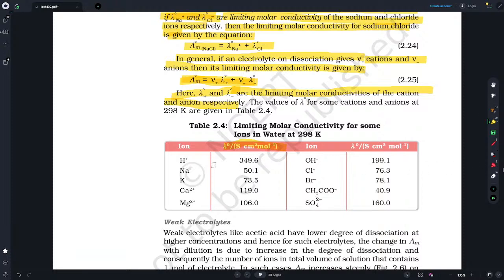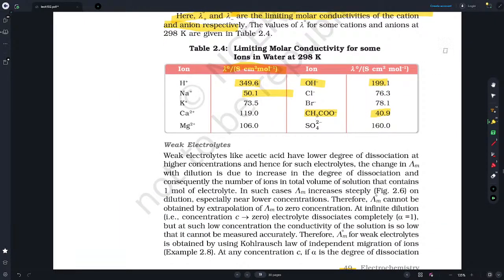And here, in the cation section, we see that the molar conductivity of H plus is 350, being the highest, and sodium plus being 50, the lowest. And in the anion section we see that OH minus has the highest limiting molar conductivity, and the acetate ion, the CH3COO minus ion, has the least limiting molar conductivity.